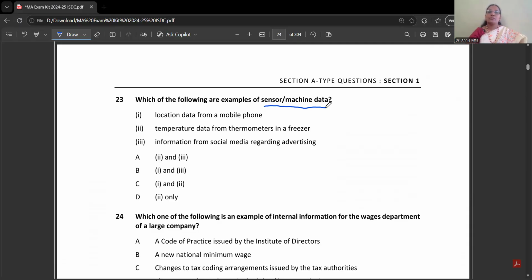Temperature data from thermometers in a freezer. That is also machine data. In the freezer, we can see what the condition is and what temperature is set. That number would be displayed there, and it can be understood. So here we see that 1 and 2 are the cases. 1 and 2 is in C.